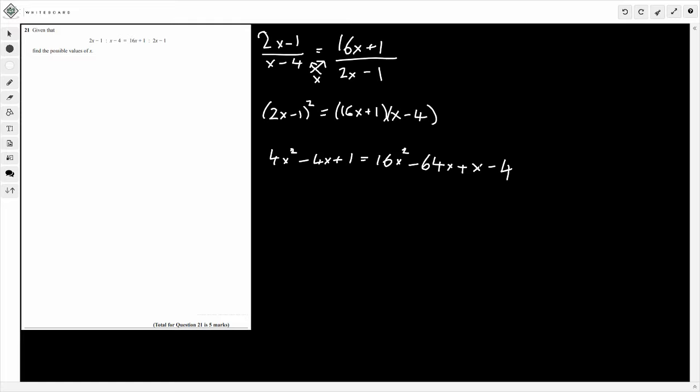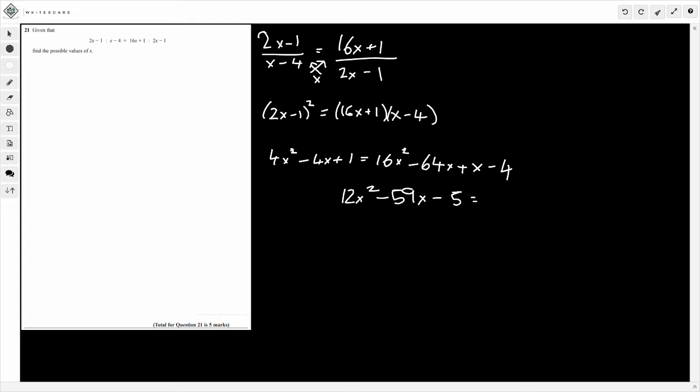Now we just need to simplify this all into one side. So I'm going to take the 4x across and keep it positive. It's going to give me 12x squared, then minus 59x. Don't forget we should simplify this side: minus 64x plus x is minus 63x, then minus 5. This is equal to 0.